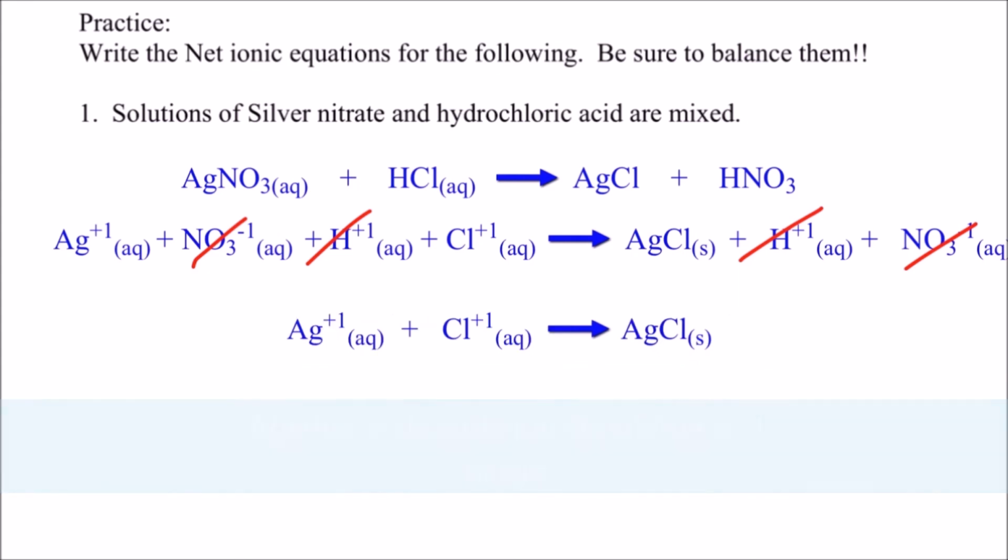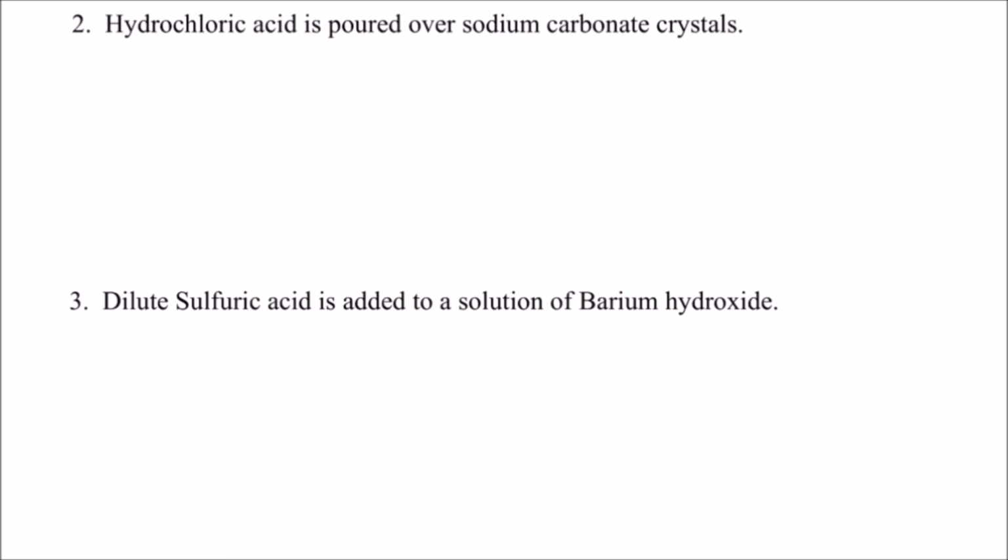Okay, so let's try another one. We have hydrochloric acid poured over sodium carbonate crystals, and sulfuric acid added to barium hydroxide. See if you can go through, write the molecular equation first, then do the net ionic equation, then cancel out all your spectators and do the final balanced net ionic equation for both of these, and we'll come back and see what you got in just a second.